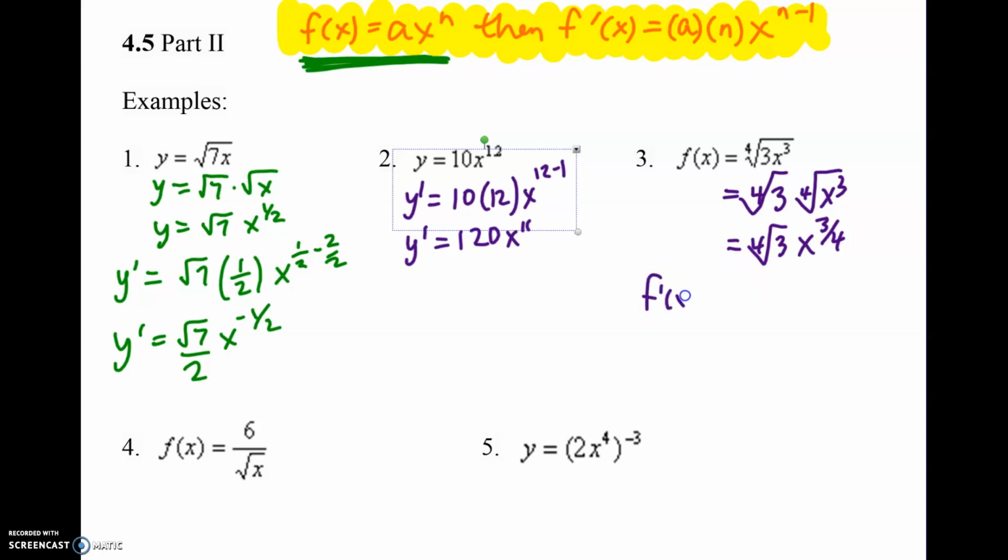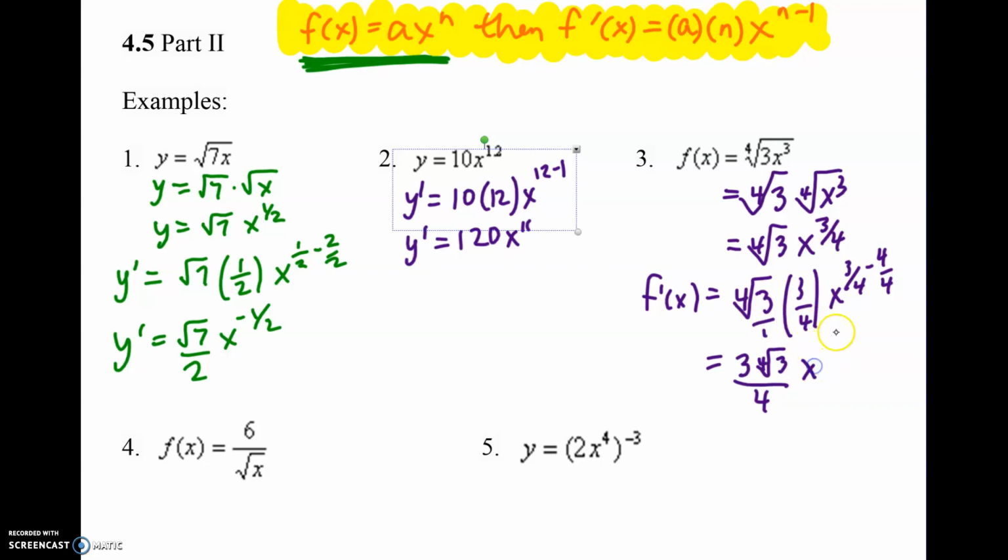So f prime of x is going to equal a times n, the exponent, multiplied by x to the power of n minus 1. I'll write the 1 as 4/4. And we can simplify that to be 3, 4th root of 3, all over 4. All I did is multiply those two coefficients there. X to the power of 3 minus 4, negative 1/4.